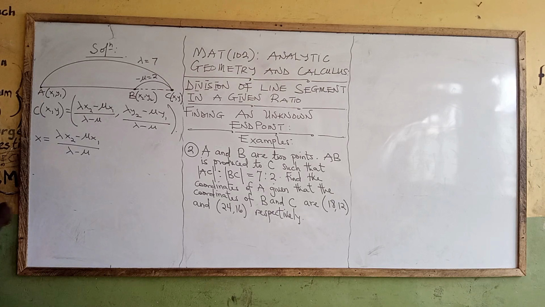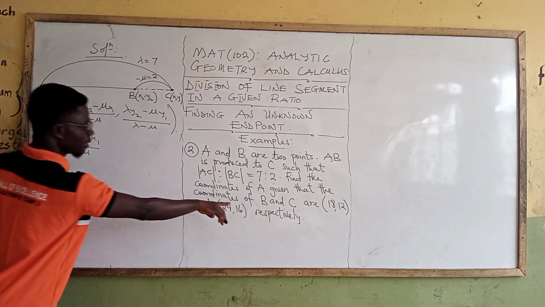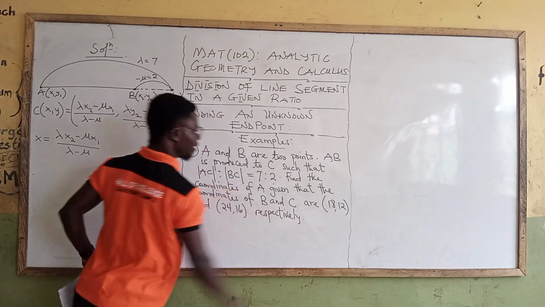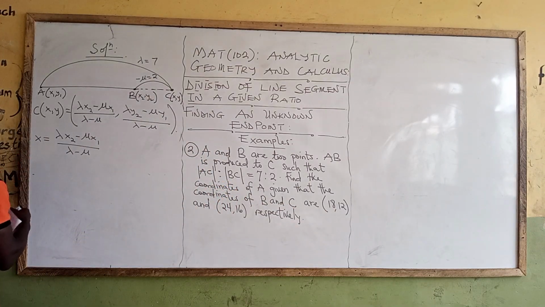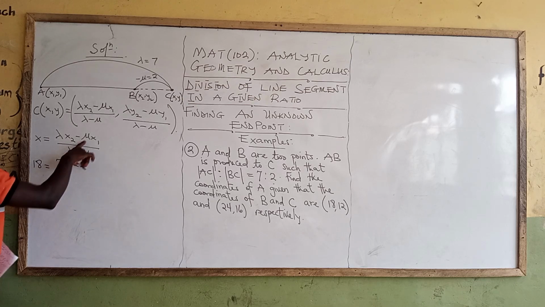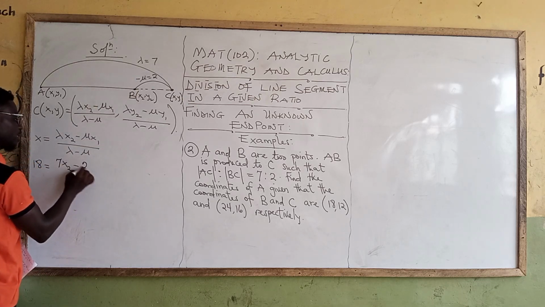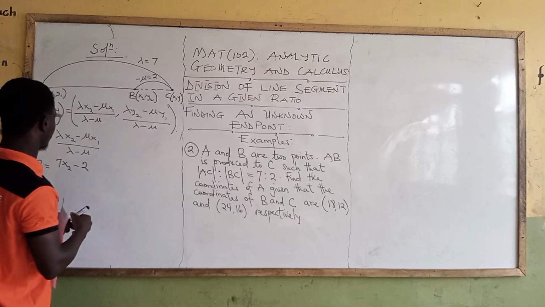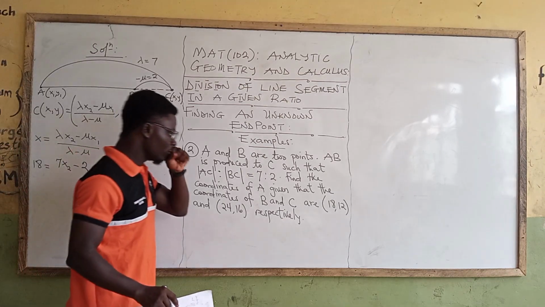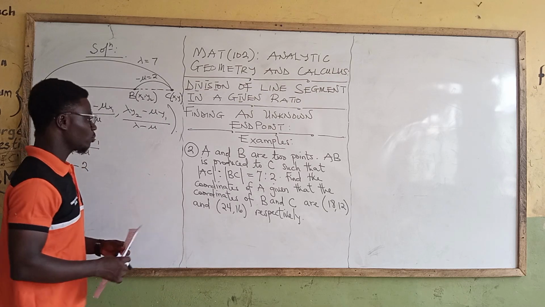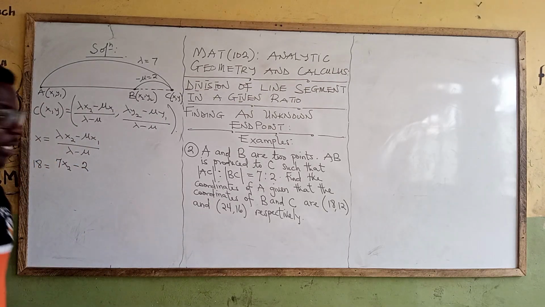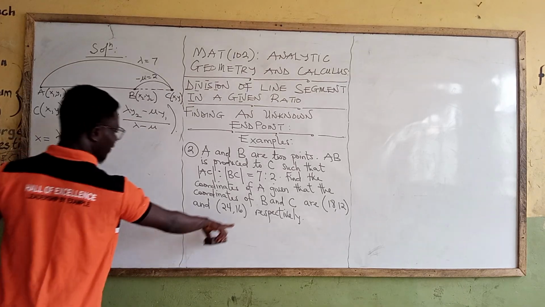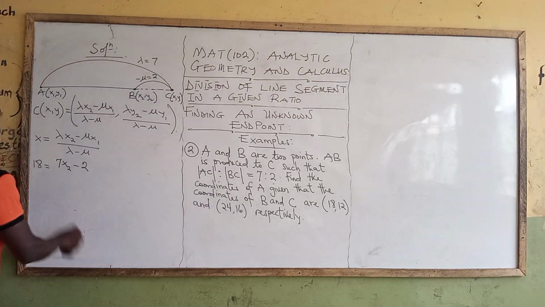So now, our point x, so let's see, point A is what? 18, 12. So our point x is what? 18 equals our lambda, which is 7. Then I have my x2, we do not know, minus my mu, which is 2. We negate that. Then our x1, sorry, let's see. Point C is this, right? So point C, which is 24, 16.